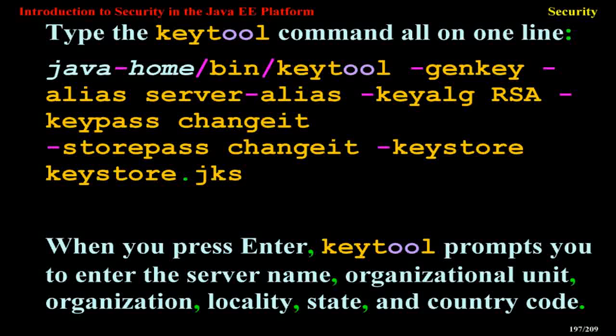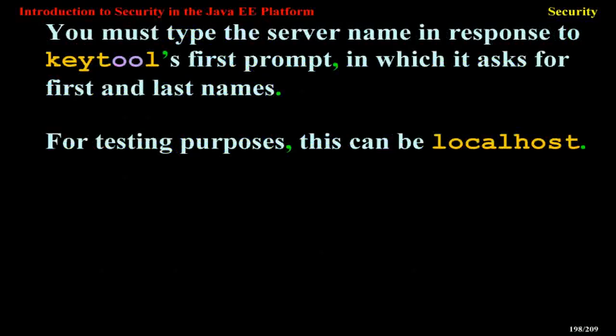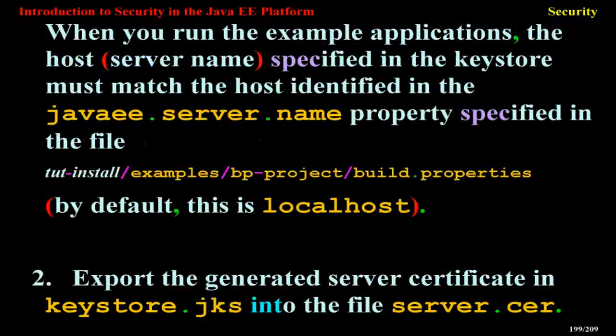When you press Enter, keytool prompts you to enter the server name, organizational unit, organization, locality, state, and country code. You must type the server name in response to keytool's first prompt, in which it asks for first and last names. For testing purposes, this can be localhost. When you run the example applications, the host server name specified in the keystore must match the host identified in the javaee.server.name property specified in the file tut-install/examples/bp-project/build.properties. By default, this is localhost.